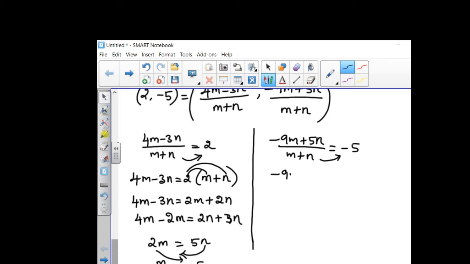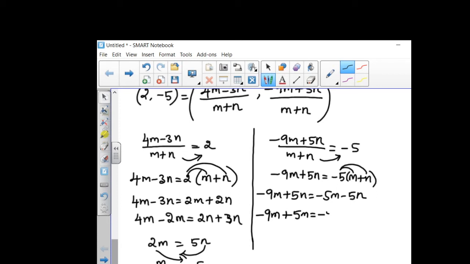Okay, then the next side also we can find in the same way. What we have to do? -9m + 5n is equal to -5(m + n). Okay, then multiply it. -9m + 5n is equal to -5m - 5n. Then separate m and n. -9m + 5m is equal to -5n, then this 5n also becomes -5n. So what do you get? -9 + 5, so you will get -4m, this is equal to -10n.